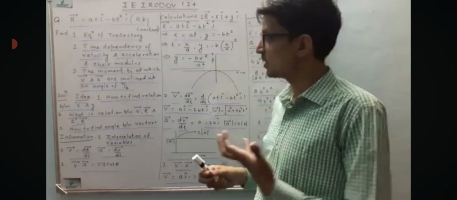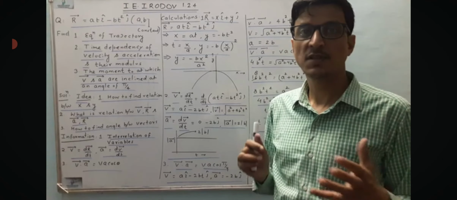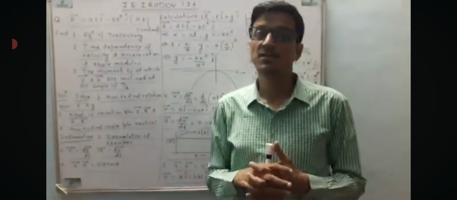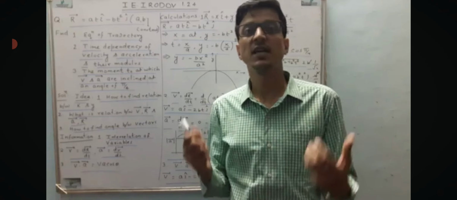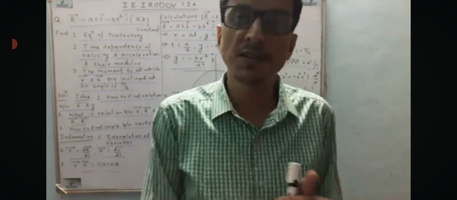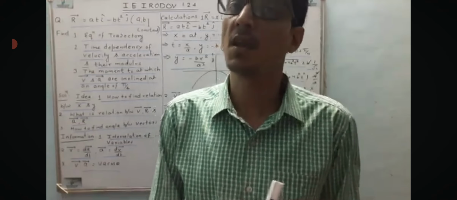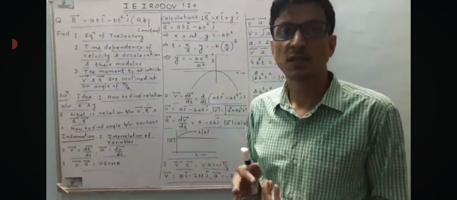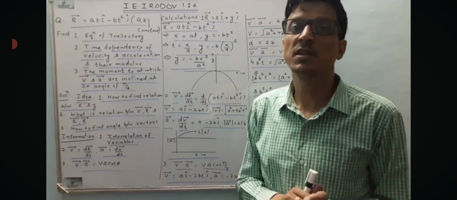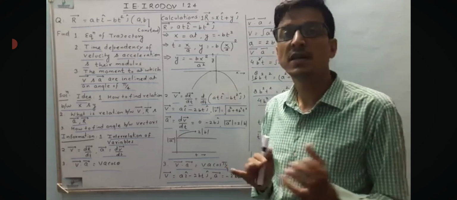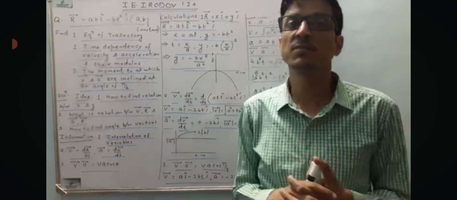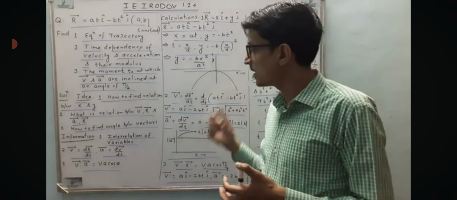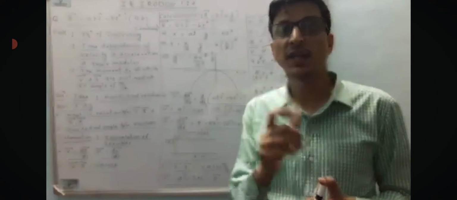So let's look for the solution. The first thing is idea. Trajectory is the relation between x and y coordinate. So the first idea is how to find the relation between x and y. The second is we need to find velocity. So what is the relation between velocity and position vector? Next is what is the relation between acceleration and position vector. And third is how to find the angle between the two vectors.